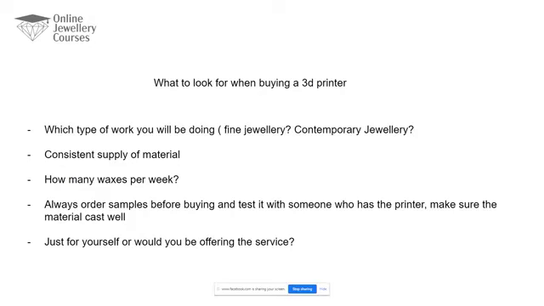Consistent supply of material. This is crucial. It's easier when it comes to printers that could work with any material, but it has happened before that you buy a 3D printer and then the supplier can no longer supply the resin. So you will be stuck with a 3D printer that you cannot use.